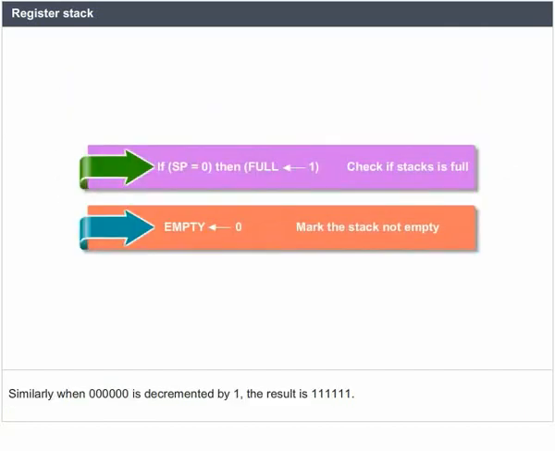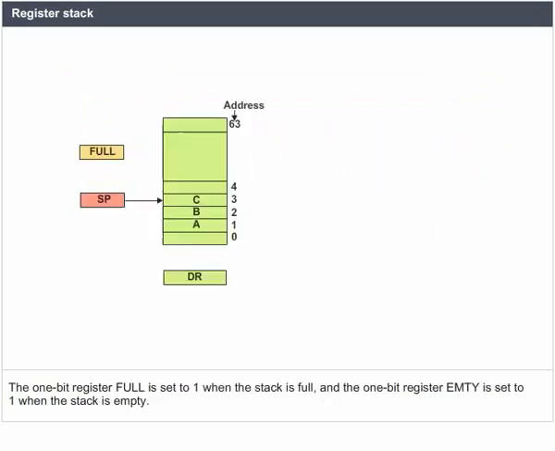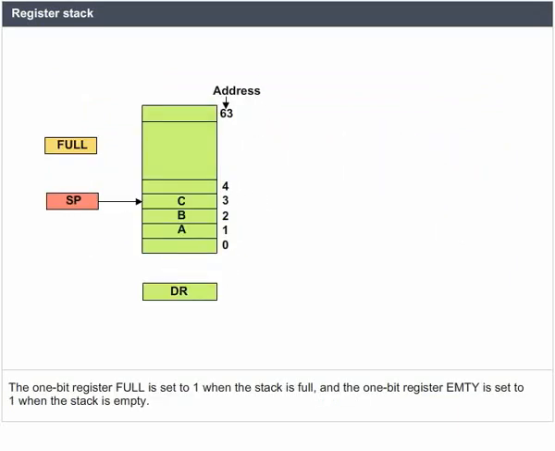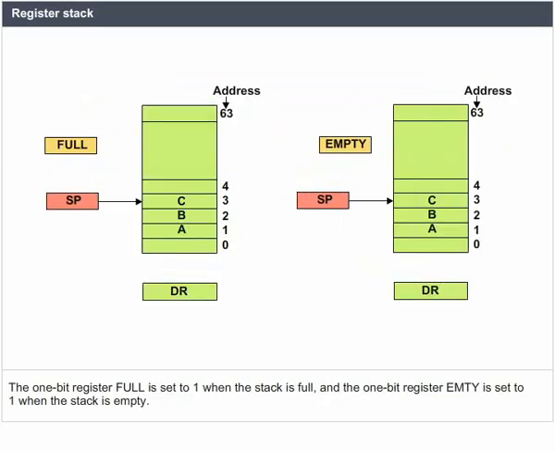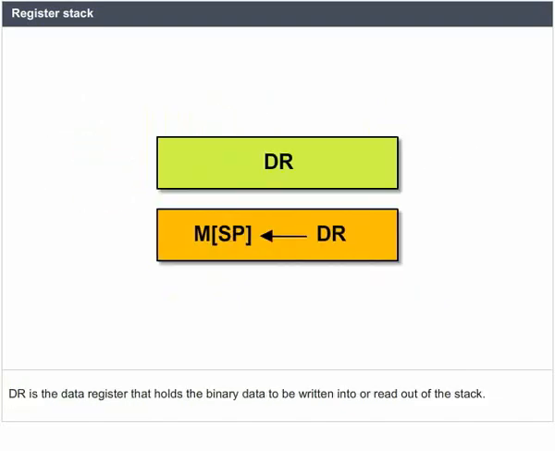Similarly, when 000000 is decremented by 1, the result is 111111. The 1-bit register full is set to 1 when the stack is full, and the 1-bit register empty is set to 1 when the stack is empty. DR is the data register that holds the binary data to be written into or read out of the stack.